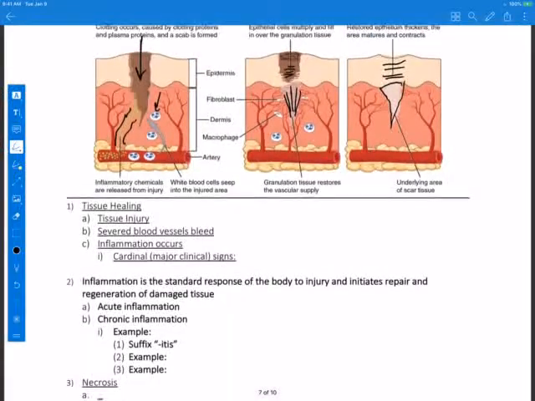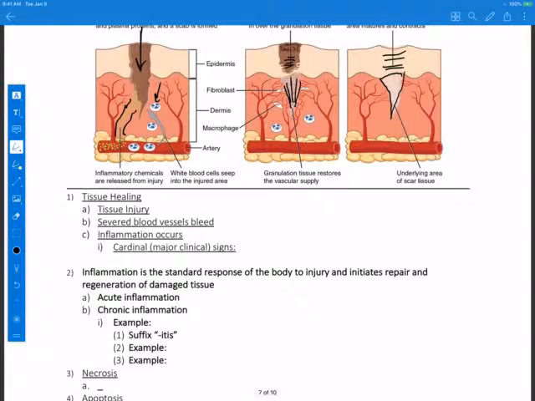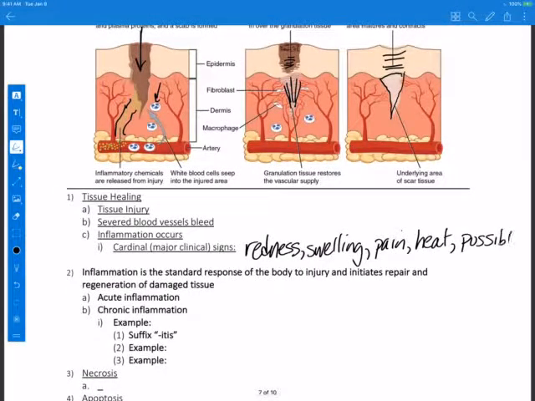So if there's tissue injury and the blood vessels are bleeding, we're definitely going to have inflammation. And the cardinal or the major clinical signs of inflammation are going to be redness on the skin, for example, swelling, so the tissue enlarges, pain, it'll be painful, that's perceived in the brain, it'll feel warm, and sometimes there'll be a loss of function, but not always. That really depends on the extent of the inflammation, possible loss of function.